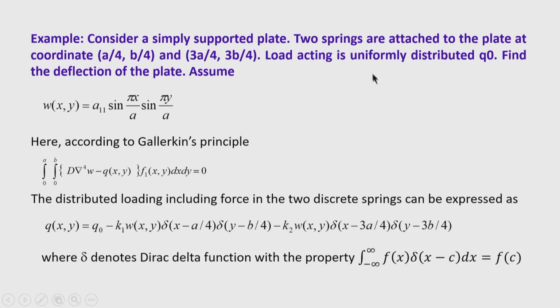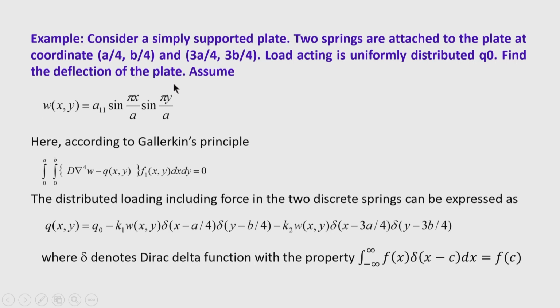In addition, 2 springs are attached at discrete points, denoted by the coordinates a by 4, b by 4. So, there is one spring attached to the plate at a point with x coordinate a by 4 and y coordinate b by 4, and another spring is attached to a point which has coordinates 3 a by 4 and 3 b by 4. The coordinates are measured with respect to the origin, which is taken at the top left hand corner of the plate.